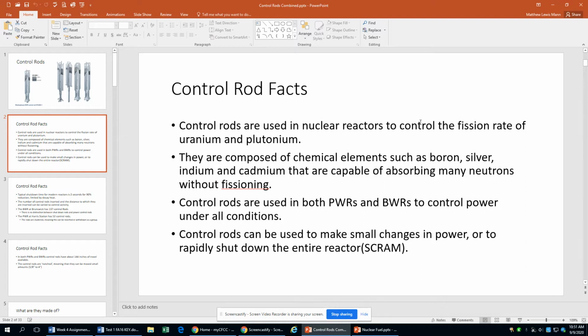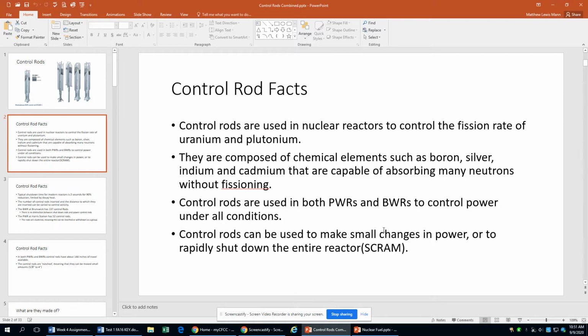They can be made of different elements that absorb neutrons. Boron is a really good one. We've already talked about boric acid and things like that. We can put solid boron in the control rods, not a boric acid liquid type thing, but we'll have solid boron in our control rods. We could also use silver, indium, cadmium, and some other isotopes to be able to absorb neutrons. Hafnium is another really good one.